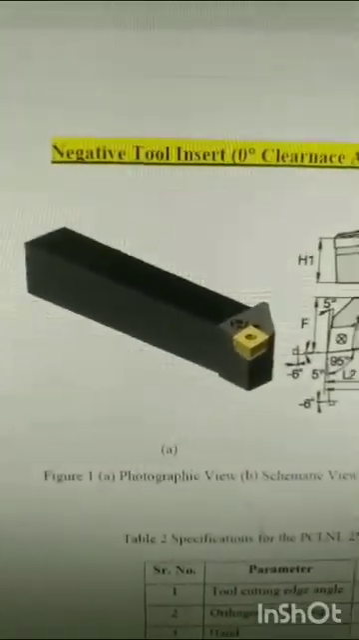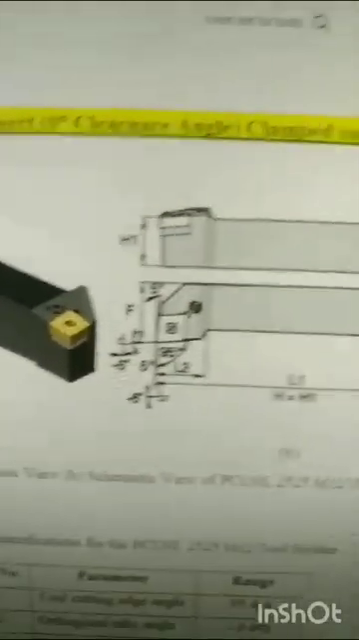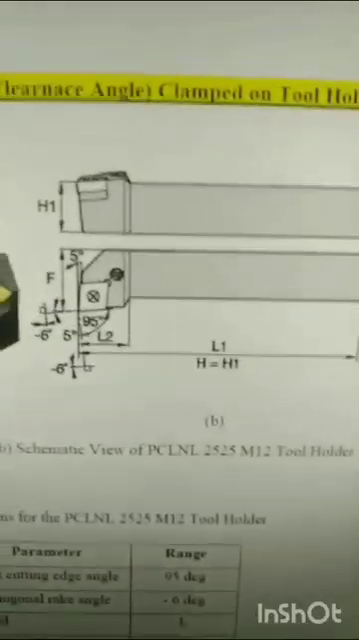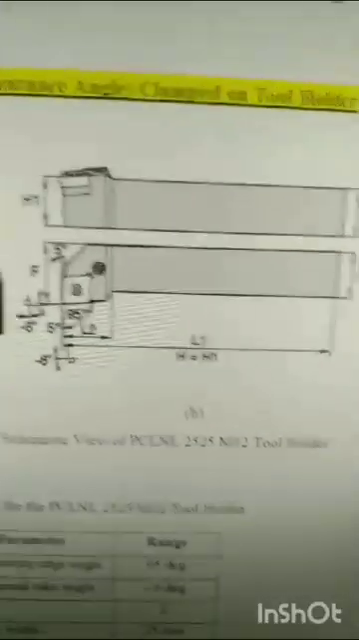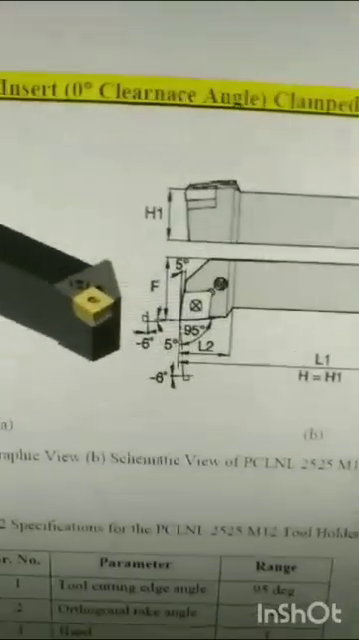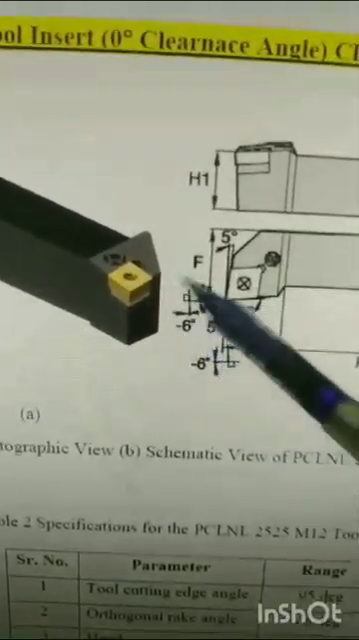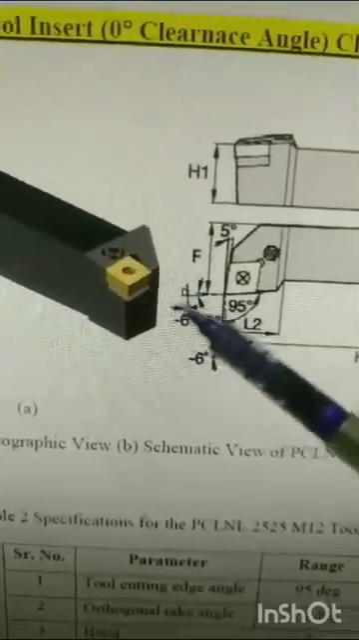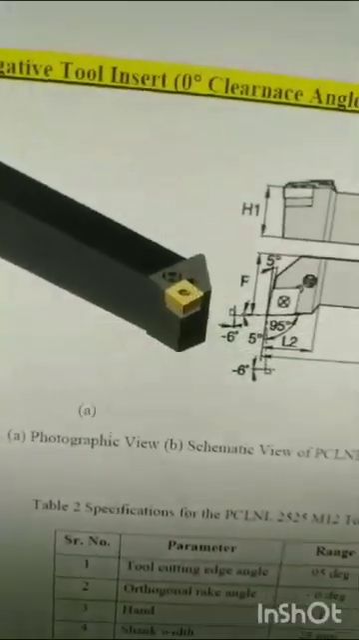Now here we can see the 3D image of the tool insert after installing on the tool holder. Also we are able to see the 2D drawing of the negative tool insert after installing on the tool holder. So here we can see that after installing the negative tool insert on the tool holder, a -6 degree of rake angle is being created. So consequently a clearance is being produced between the tool insert and the workpiece.